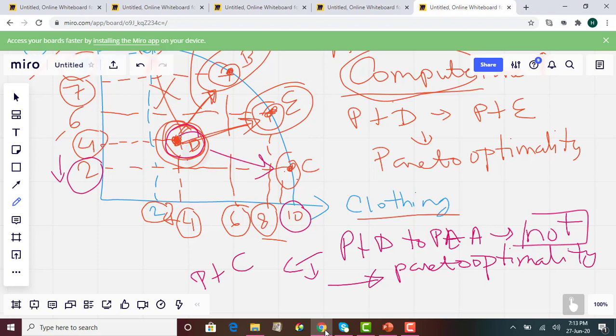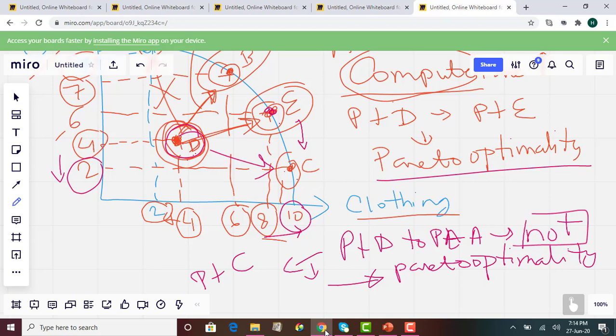But if we look at point D to point E or point D to point B, here both outputs are increasing. It's maximizing everyone's satisfaction, so there is no opportunity cost and we are achieving Pareto optimality. Another thing is also, if we move from, let's say, point E to point C, that is not Pareto optimality. Although we are productively efficient, it does not represent Pareto optimality. The reason is there is opportunity cost, because in order to gain more clothing, from 8 to 10, we are giving up more computers. So whenever we have opportunity cost, we will not have Pareto optimality.